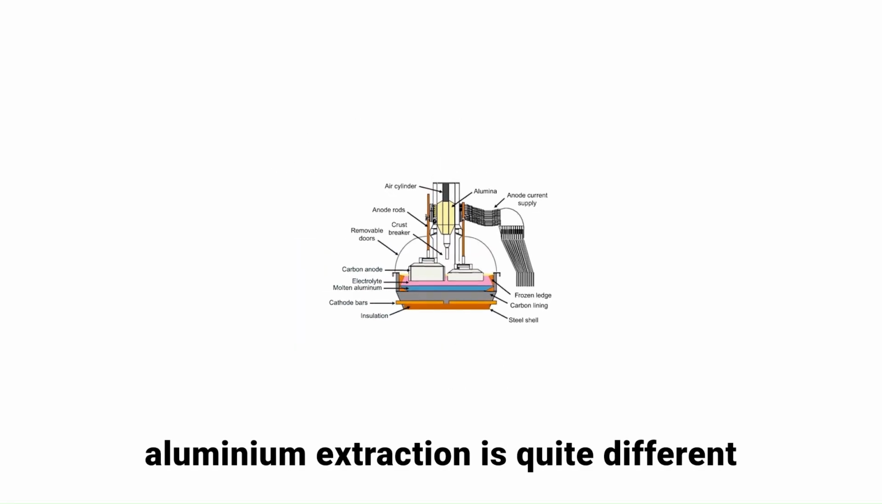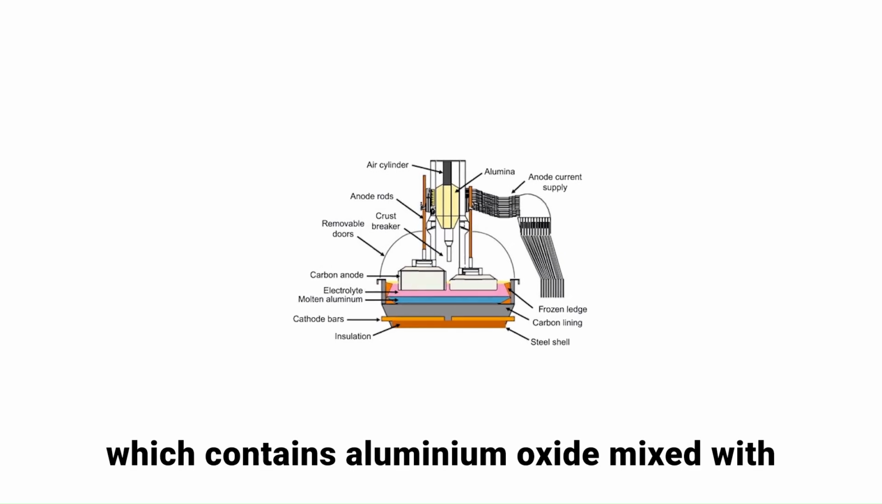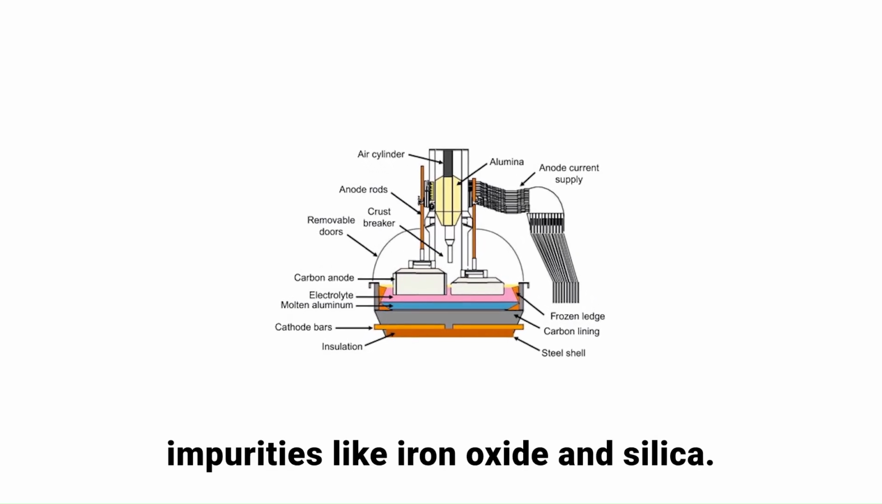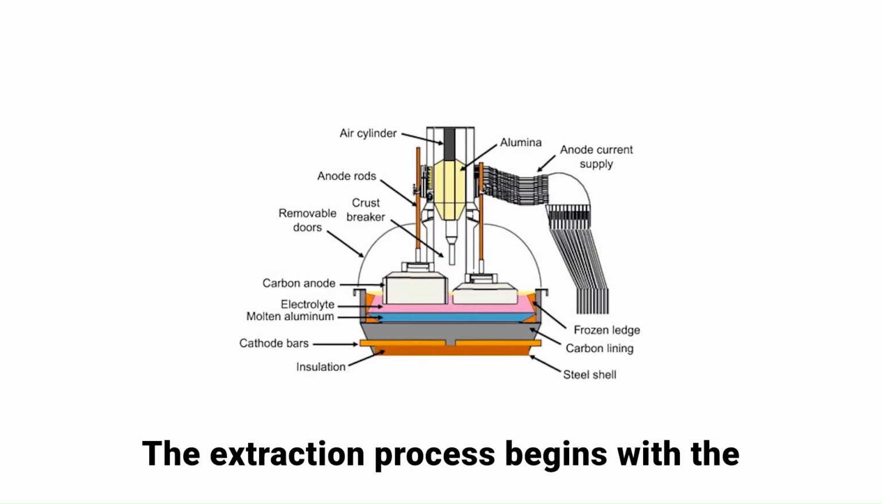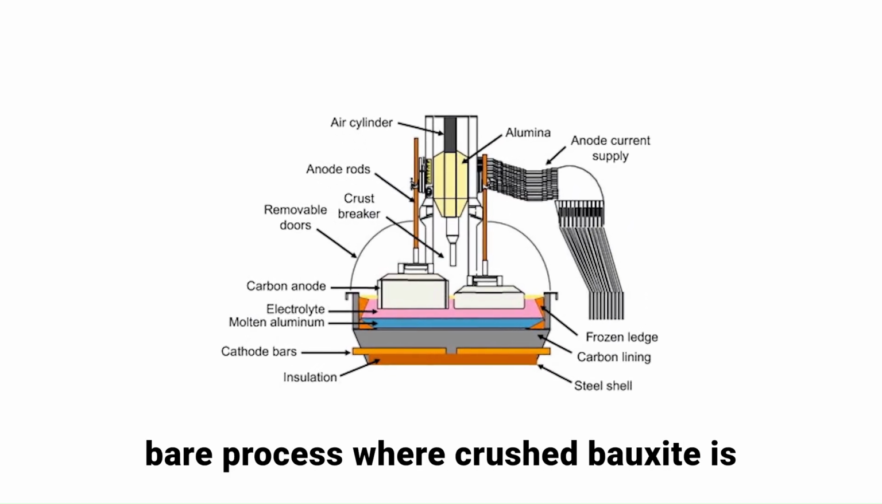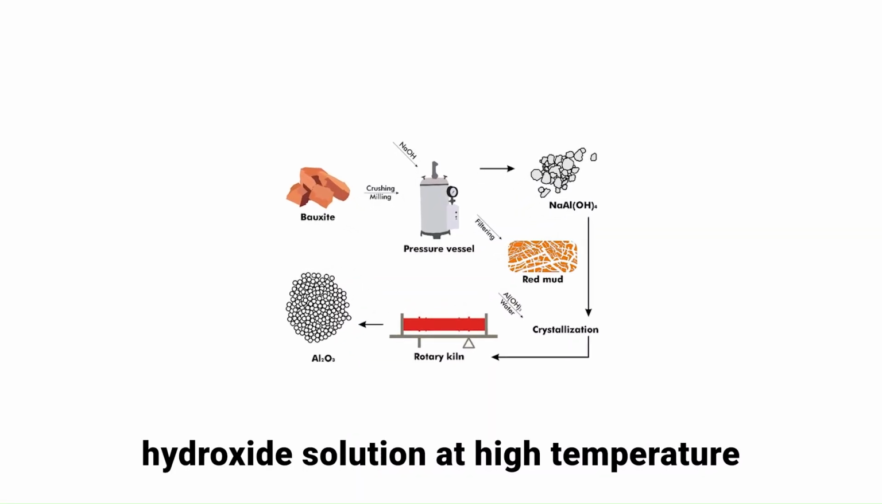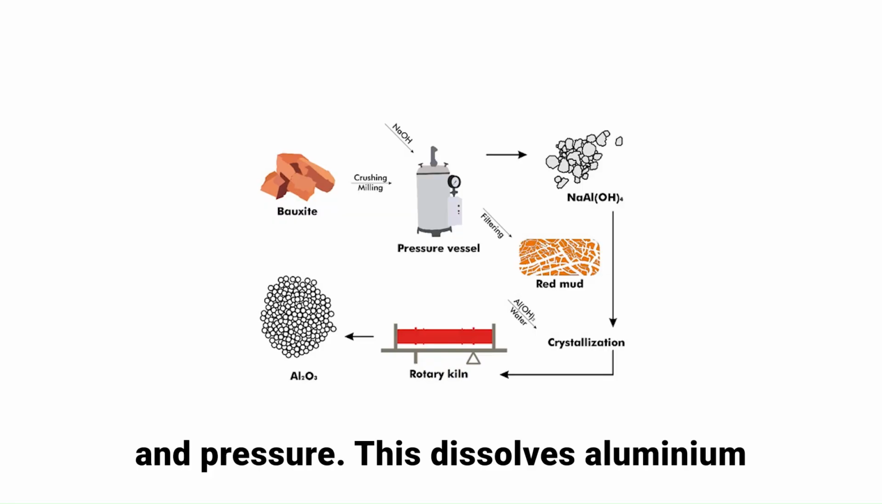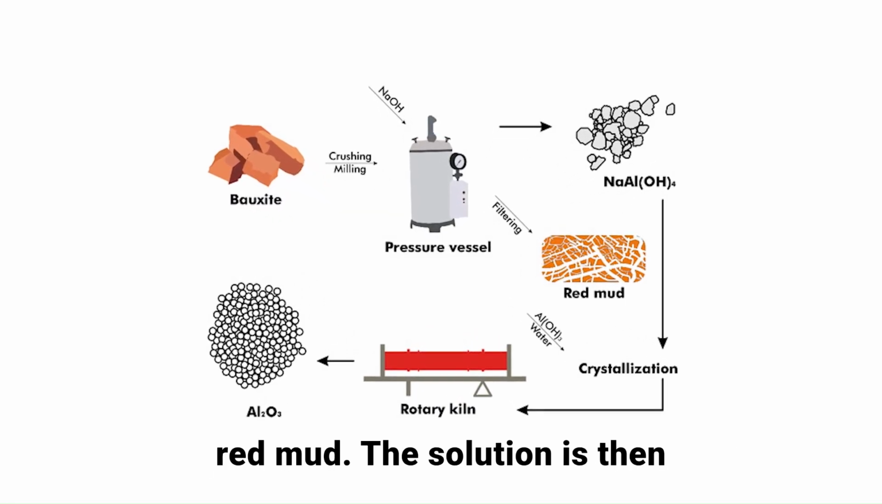Aluminum extraction is quite different due to the nature of its ore, bauxite, which contains aluminum oxide mixed with impurities like iron oxide and silica. The extraction process begins with the Bayer process, where crushed bauxite is treated with concentrated sodium hydroxide solution at high temperature and pressure. This dissolves aluminum oxide, leaving behind the impurities as red mud.